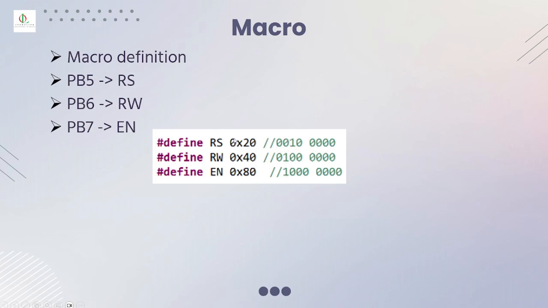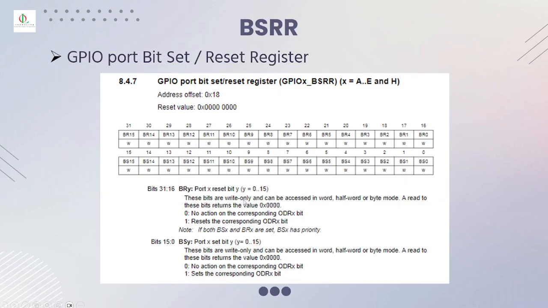So you're going to use all these three, PB5, 6, 7, to connect the three control lines, RS, RW, and enable. So if you go here, you need to use PB5, PB6, PB7, and you need to set these three pins as 1, 1, 1.